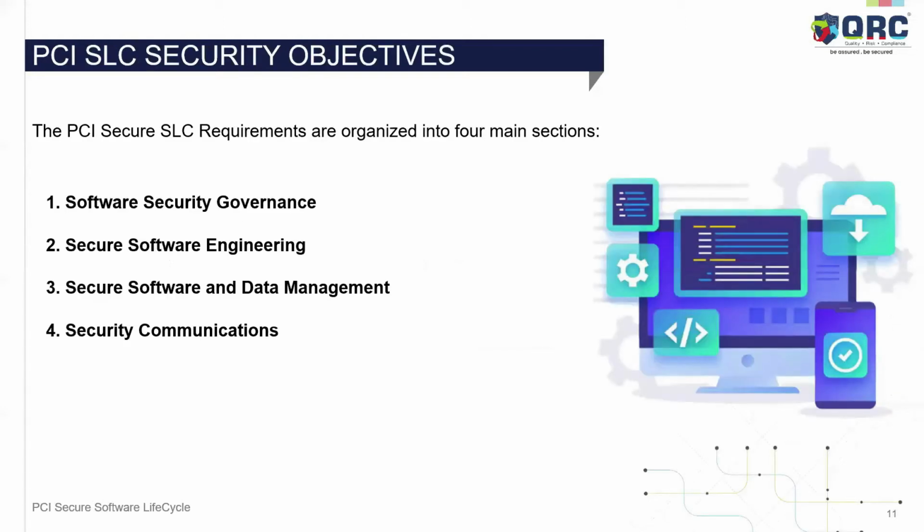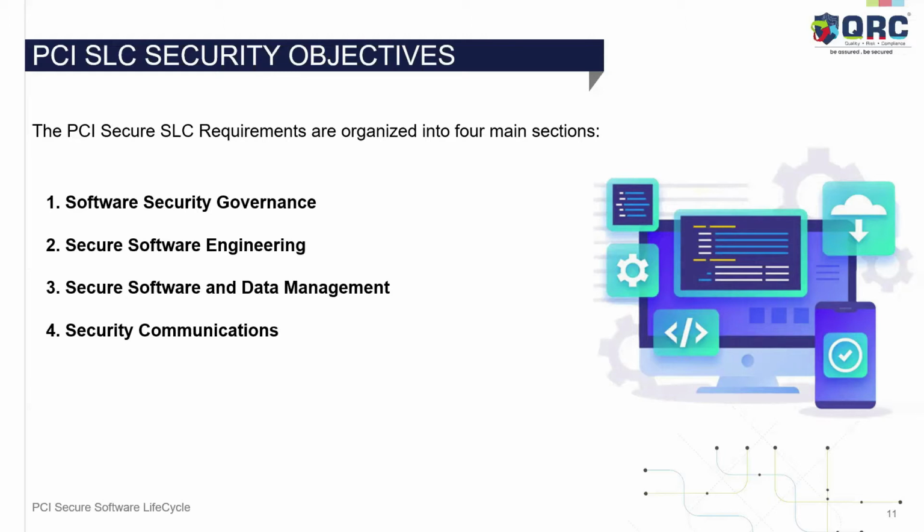Now coming to the security objectives, that is, what all requirements or controls are there in the SLC standard. Basically, there are 10 control objectives in the SLC standard, which are classified into four major sections. The first one is software security governance.